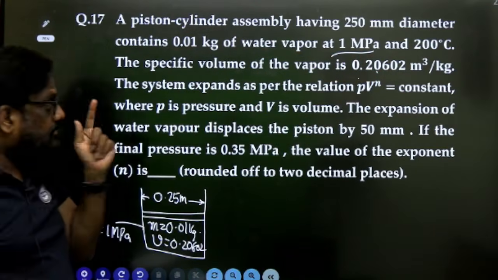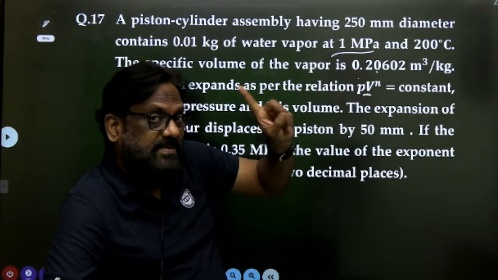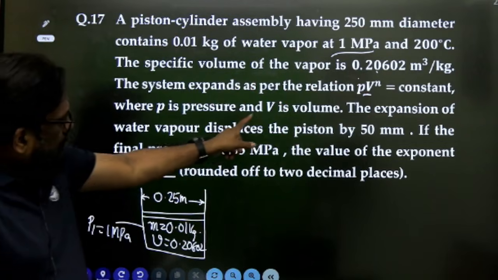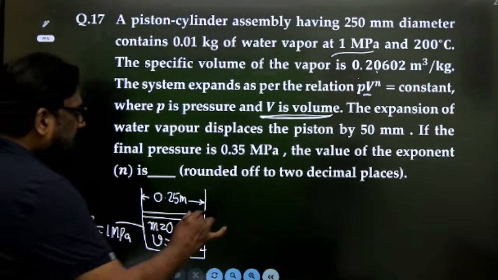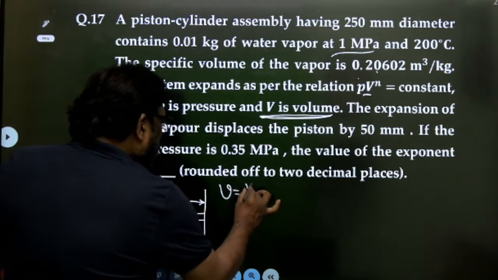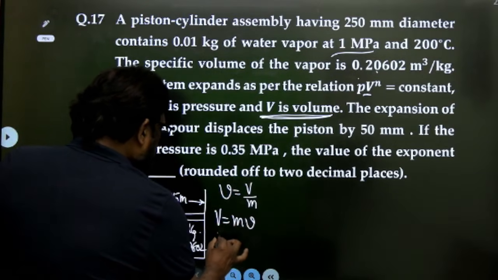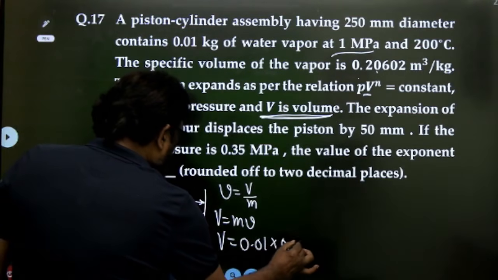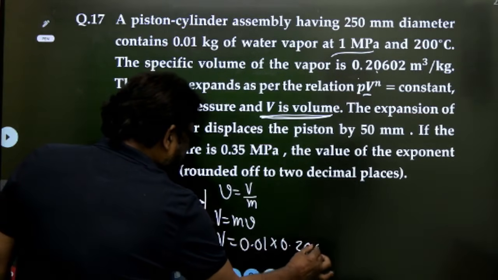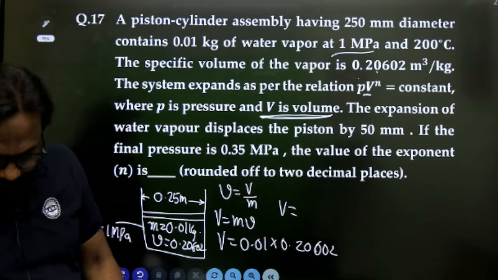But remember, in PV^n equals constant, V is the volume. It's not the specific volume. It is clearly said that V is the volume. How to calculate volume? Specific volume is volume by mass. If you want volume, it will be mass into specific volume. So what is the mass? 0.01, and the specific volume is 0.20602. So from here the volume will come.